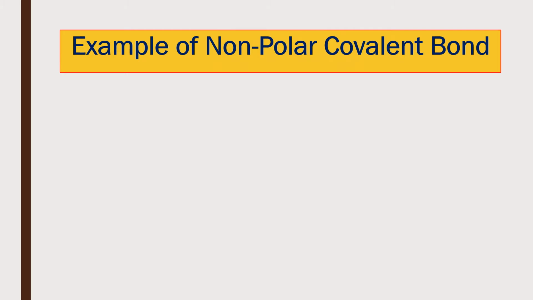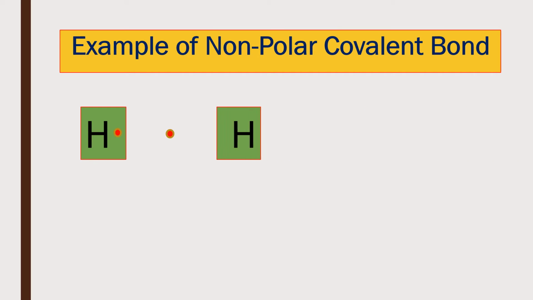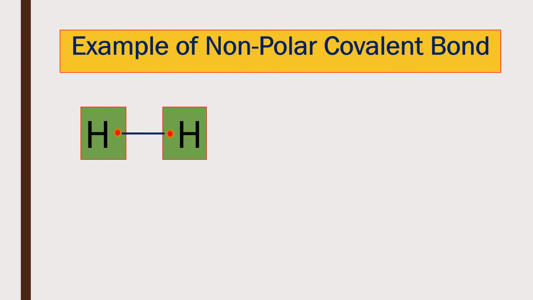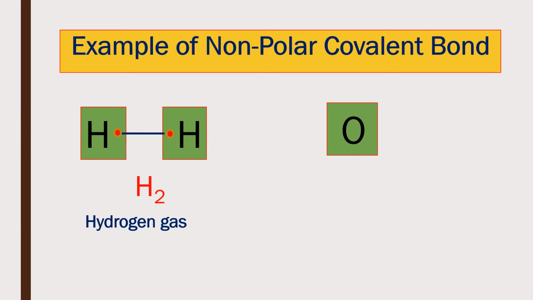Examples of non-polar covalent bond. First, hydrogen and hydrogen bonded with a single bond, or hydrogen gas. Second, oxygen and oxygen bonded with a double bond, or oxygen gas. Third, nitrogen and nitrogen bonded with a triple bond, or nitrogen gas.